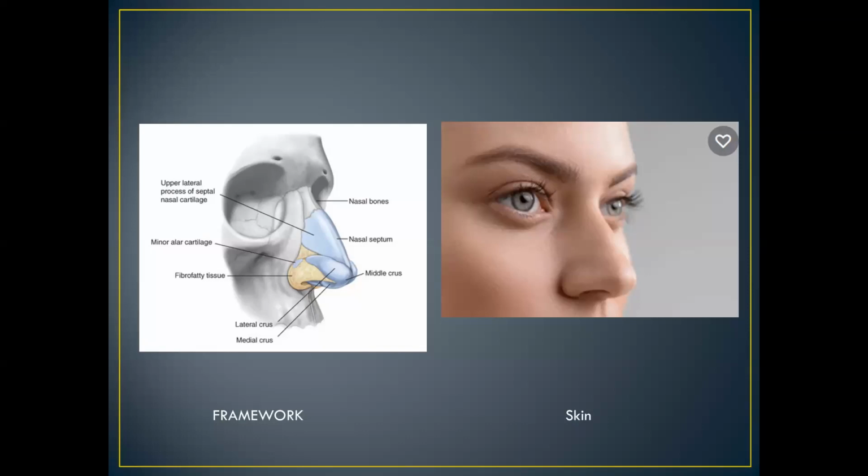Regarding the skin, over the upper 1/3 it is very loose and thin. You can pinch it, while as you come downward, the skin over the lower 2/3 of nose is quite thick and adherent to the underlying cartilage, and you cannot pinch it.